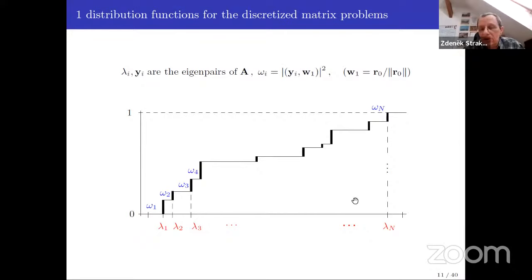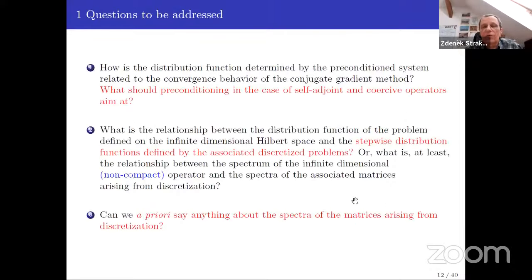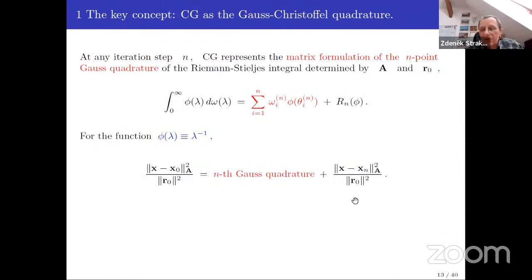Okay, so we have this spectral representation, as I mentioned, and the spectral representation for the matrix will give us this distribution function, which is just a stepwise function for the finite dimension. And here we have these three questions. As I've said, the key concept here is using this Gauss quadrature, because that's what we do. CG does the Gauss quadrature essentially for this distribution function and generates the sequence of Gauss quadrature approximations to these distribution functions. And that's what governs the convergence of CG.